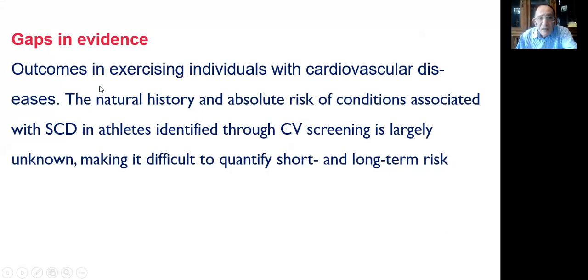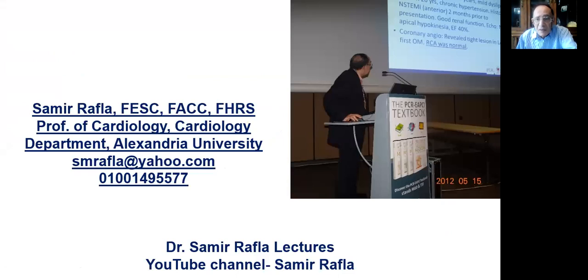At last, there are gaps in evidence outcome in exercising individuals with cardiovascular disease. The natural history and absolute risk of conditions associated with sudden cardiac death in athletes identified through cardiovascular screening is largely unknown. You can find some abnormalities and it can be not pathological, but in other cases can be pathological, so it needs full investigation. This is the summary of the ECG abnormalities that can be passed as acceptable or pathological. Thank you for listening.